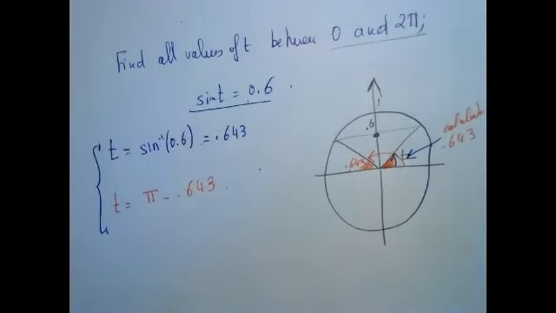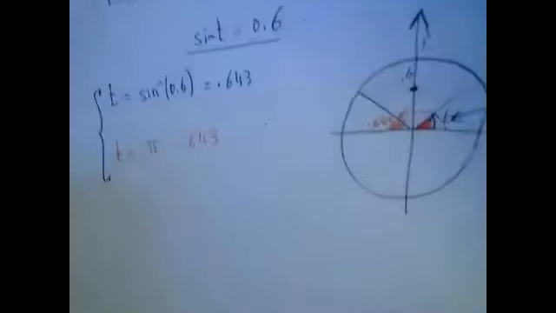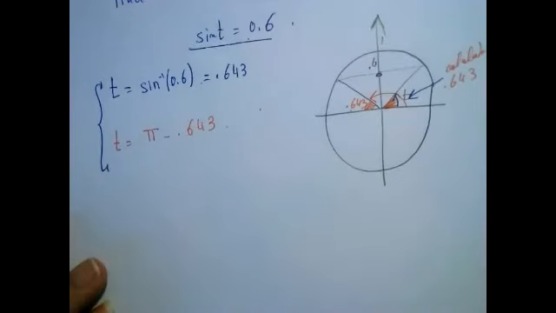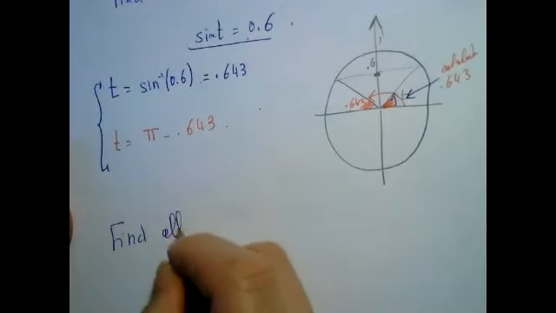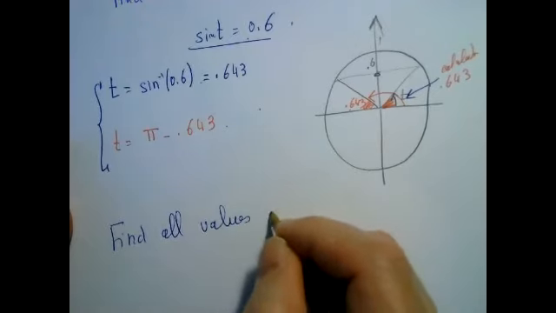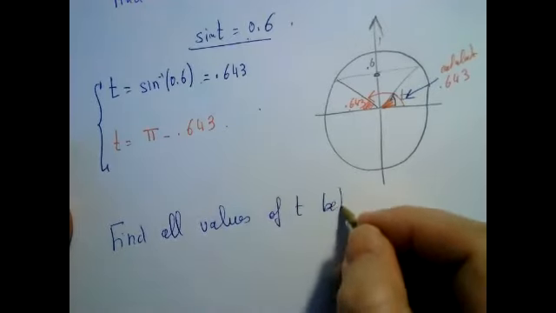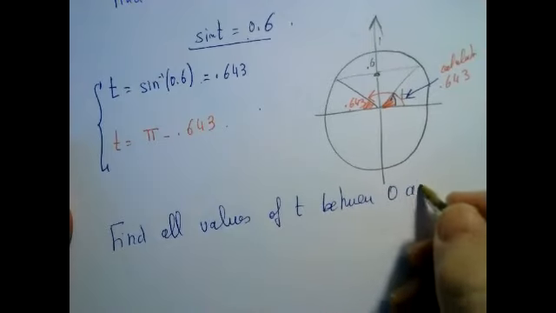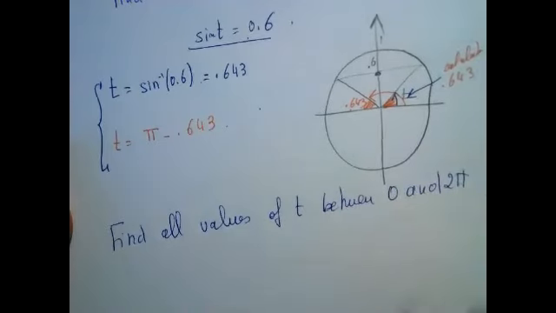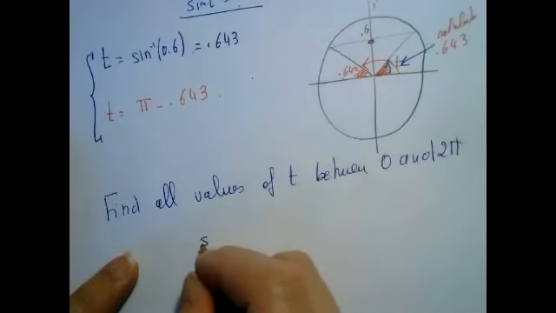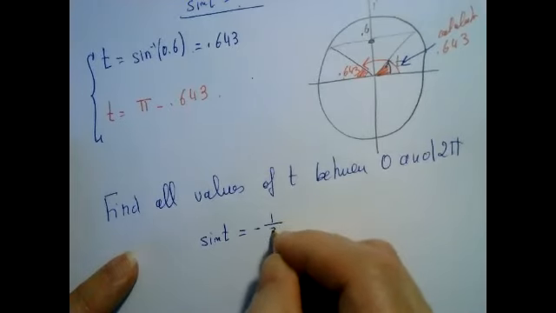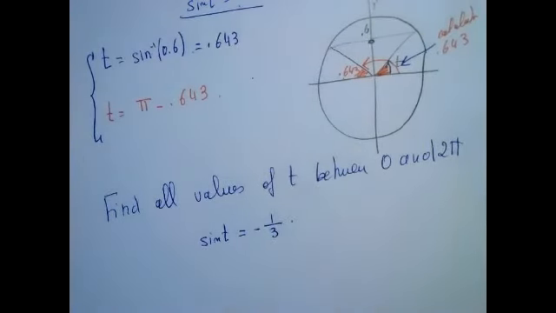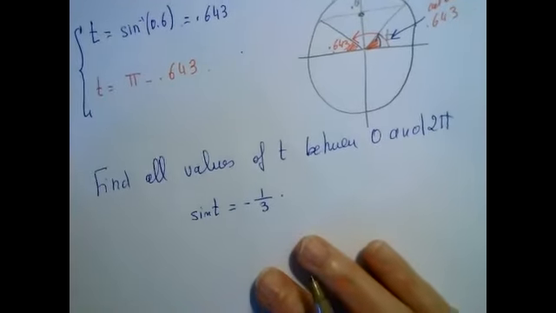Okay. All right. Now I'm going to give you another problem along the same line, but not much harder. So the question is, find all values of t between 0 and 2 pi such that the sine of t equals, let us say, -1/3, or -0.33, but I want to keep it in fraction form.